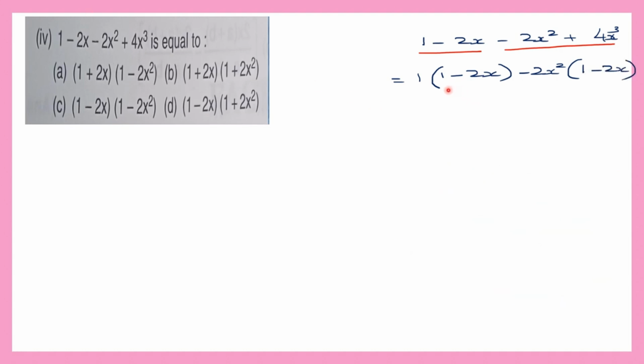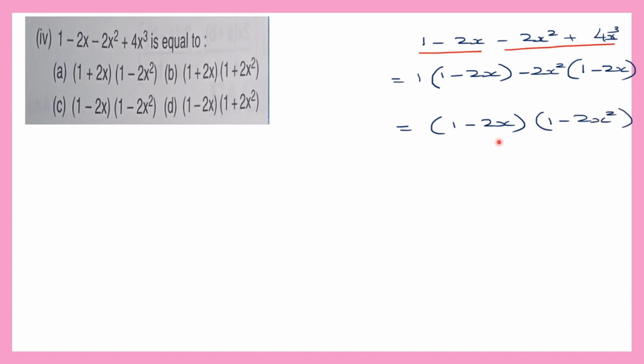Now to form the factors, first let's look at the one in the bracket. It's the same, isn't it? 1 minus 2x and 1 minus 2x. So we write that first. So that is 1 minus 2x. Now the next factor that we are going to form is what is left outside the brackets. That is 1 minus 2x square. So this is our answer.